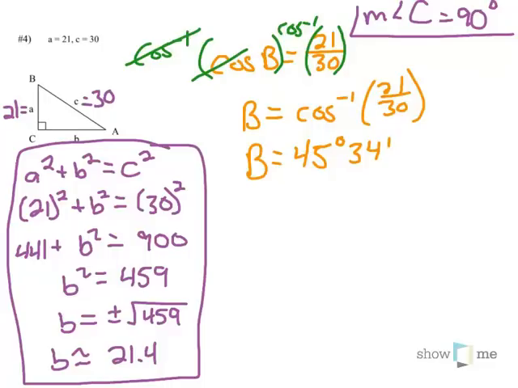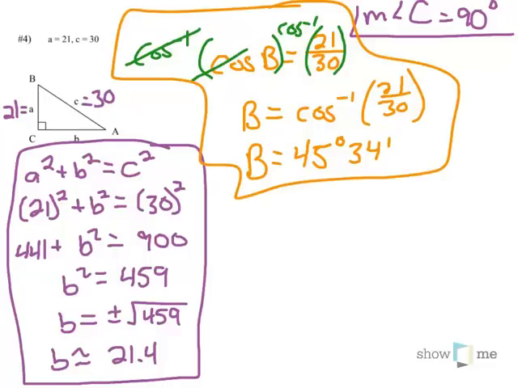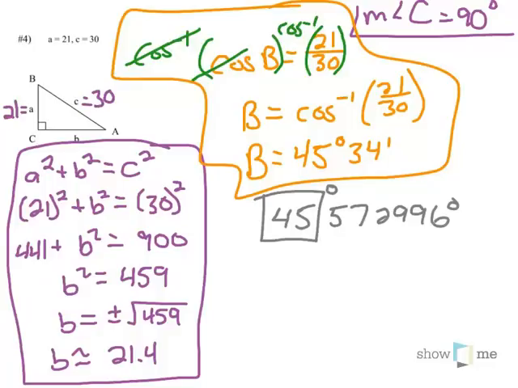Let me just point something out here real quick. When you put this in your calculator, you end up with 45.572996 degrees. The directions say we want to the nearest minute. So 45 is our whole degrees. We have to convert this decimal to minutes. You don't have to show any of this work. I'm just trying to explain it.